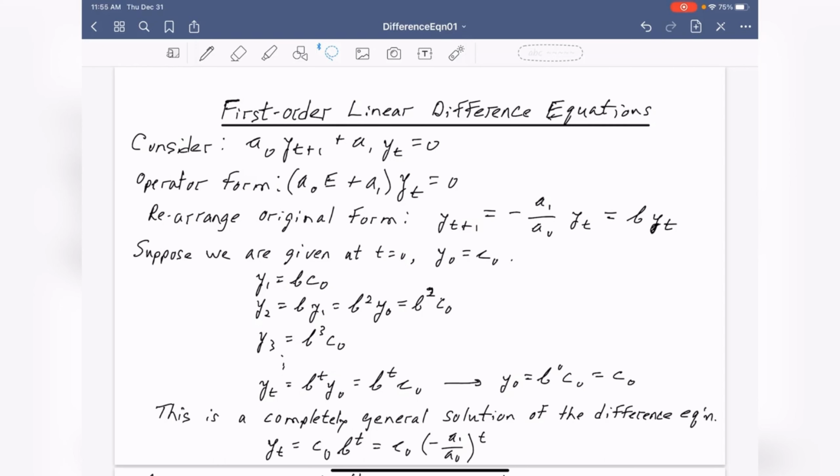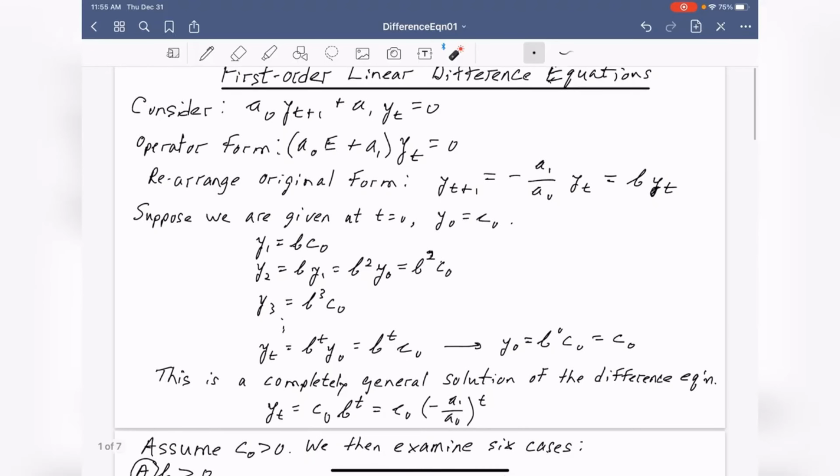So let's consider the difference equation a0 y_{t+1} plus a1 y_t is equal to 0. Because it's equal to 0, it's homogeneous. In operator form, we can express this same equation as (a0 E plus a1) times y_t equals 0. So we rearrange the original form and we get y_{t+1} is equal to minus a1 over a0 times y_t. And we allow b to be equal to minus a1 over a0 so that we have y_{t+1} is equal to b y_t.